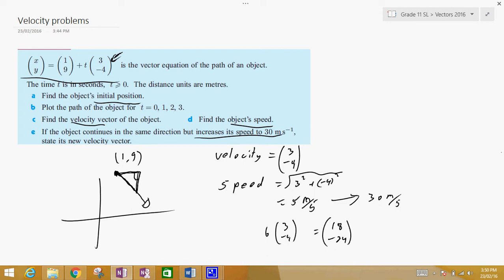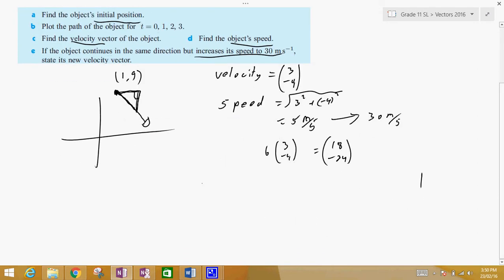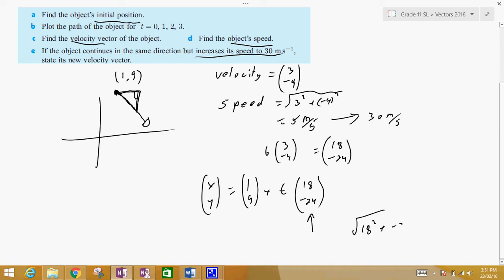And therefore, if you want to know what the vector is, well, the vector for this one would be (x, y) is equal to, we can still use the first point of (1, 9), plus the time, so for every hour, times (18, -24). And then if we looked at this and you try to figure out what is the speed of this equation, well, the speed is the square root of 18 squared plus -24 squared, and this is equal to 30 meters per second. And that's what we wanted.